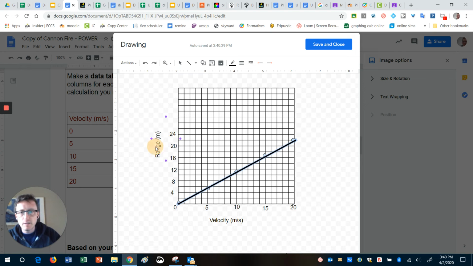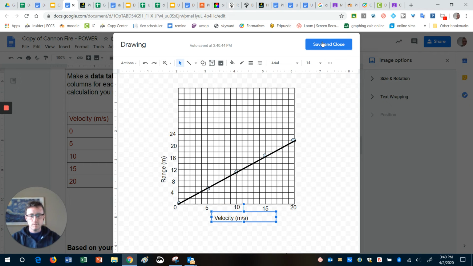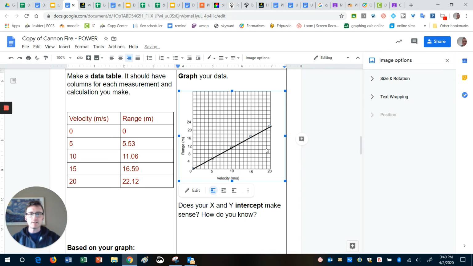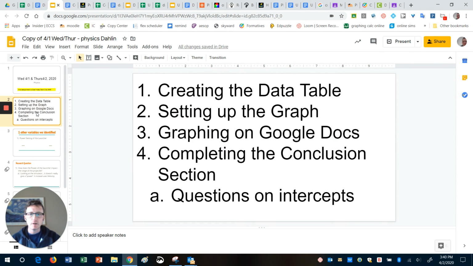Okay. And then if you want to save some space, you can move your text boxes back in and get them a little bit shrunk up or closer. Okay, there's my graph. Now that's the second thing, setting up the graph. If I save and close, now I have it. Okay. Now, again, going back, what are we talking about?